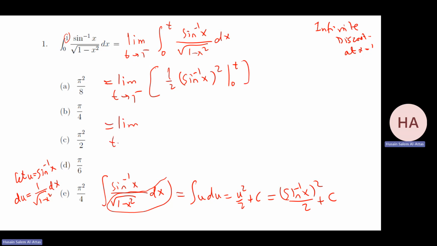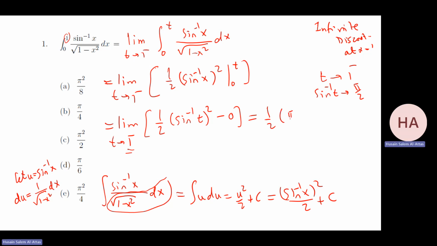That will be the limit as t goes to 1 from the left of half, sine inverse of t squared, minus sine inverse of 0 squared. That will be 0. Now the limit as t goes to 1 from the left of sine inverse of t goes to what? Pi over 2. So this will be half times pi over 2 squared. That will be pi squared over 8. And this is my answer.